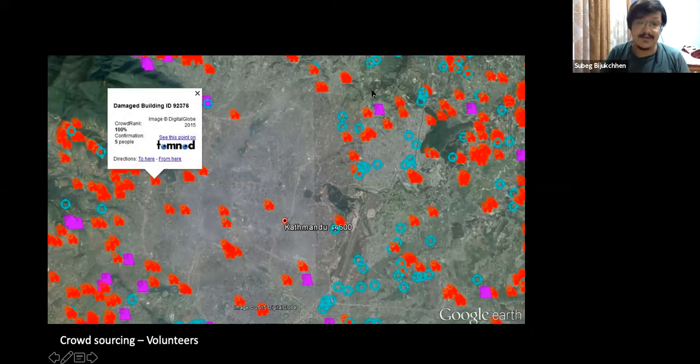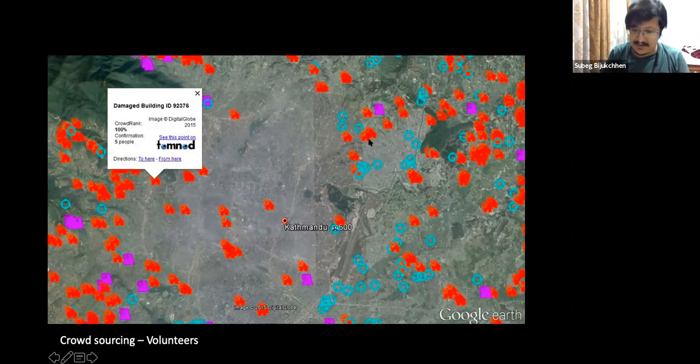So this was made by people. It's called crowdsourcing. Okay, crowd. They ask people to go to that satellite image, zoom it in, check which ones got damaged, and then click it. So what it did is that it became very, very easy for the planners, the government people, to go to this place, because, oh, this area is red, that means many buildings collapsed here.